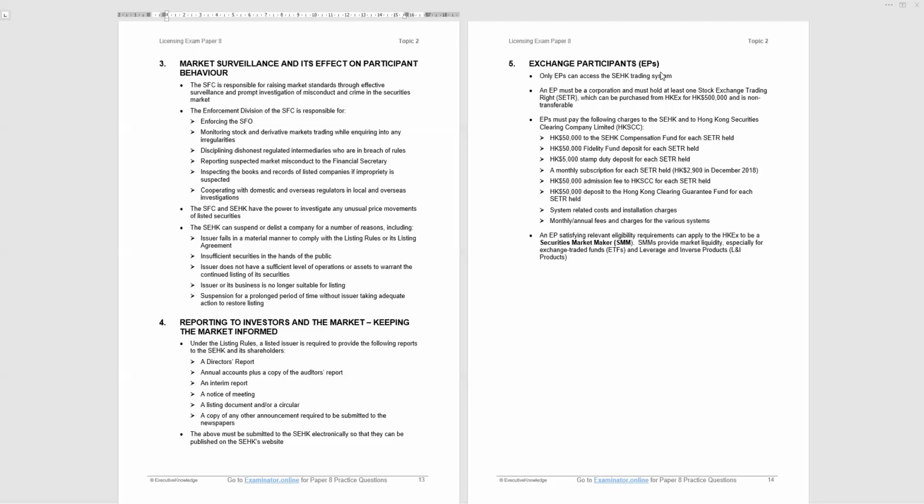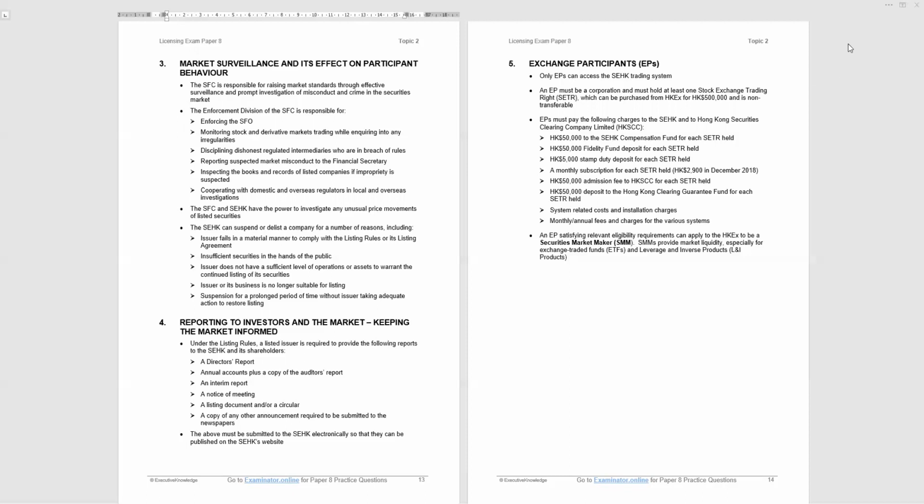Stock Exchange wants that submitted electronically so that they can publish it on their website. As I say, that is regular reporting requirements, and some people find that onerous. Others, they're quite happy. It's a small price to pay for access to capital markets.